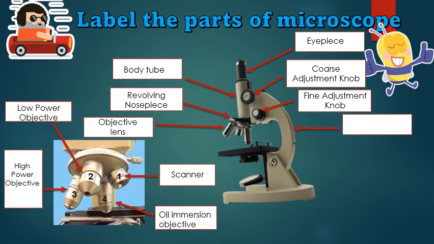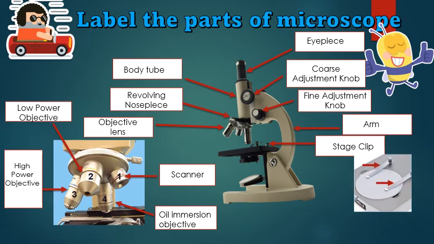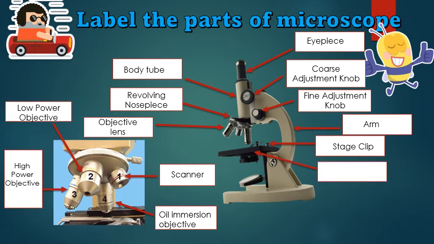How about this one? A curved shape that supports the body tube and is used for grasping while transporting our microscope is called the arm. How about this one? The one that holds the glass slide in place is called the stage clip. Okay, very good. This one? Called the stage, a flat surface where the mounted slide is placed.